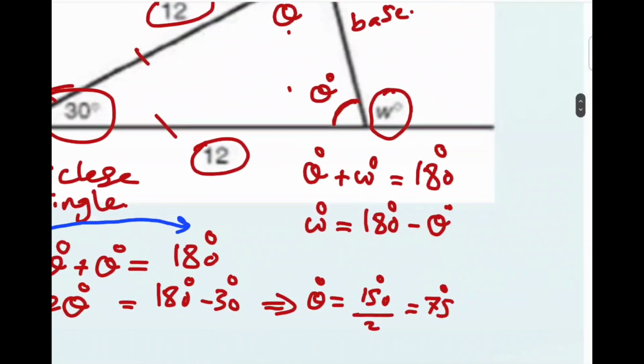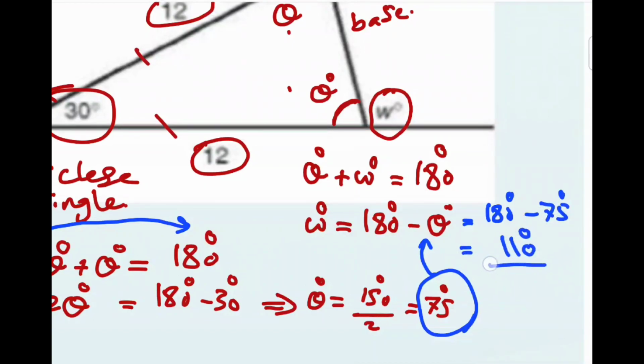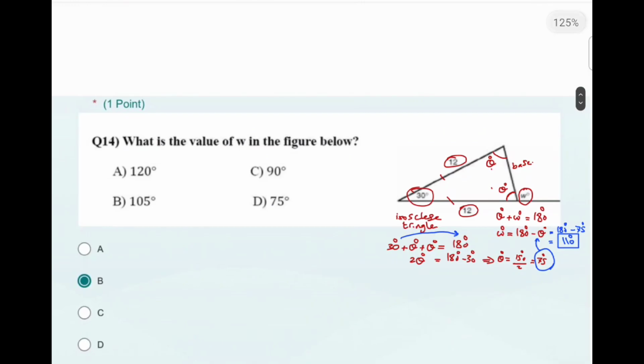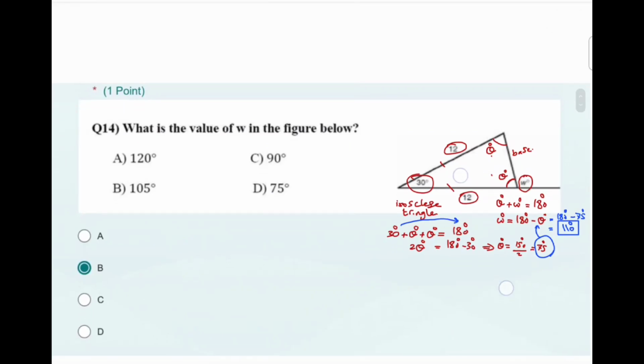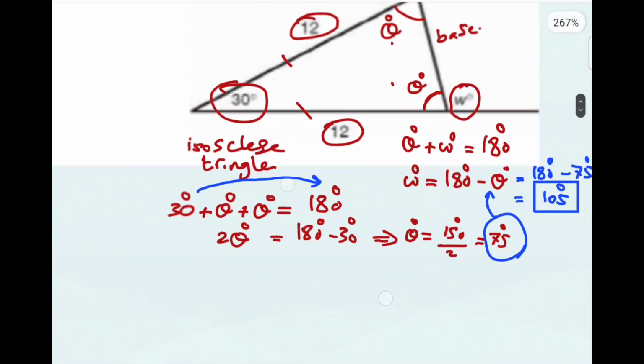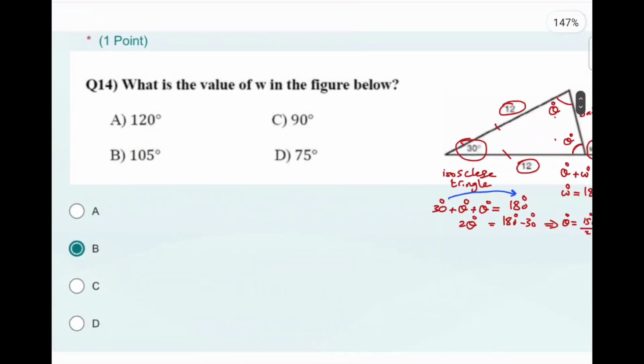So now if you take this, plug it here, so you get 180 minus 75 degrees, which is 110 degrees. That's the final answer. So it will be, oh sorry, that should be 105. So the answer is 105, which is B.